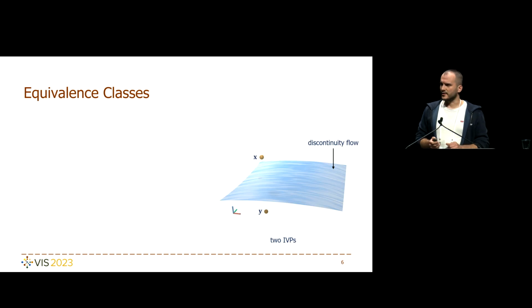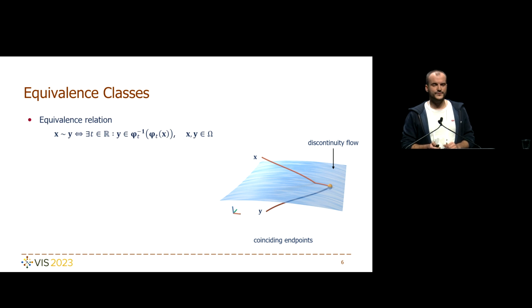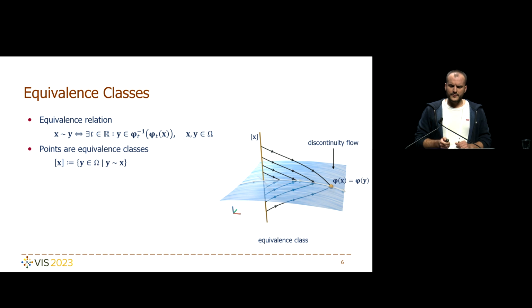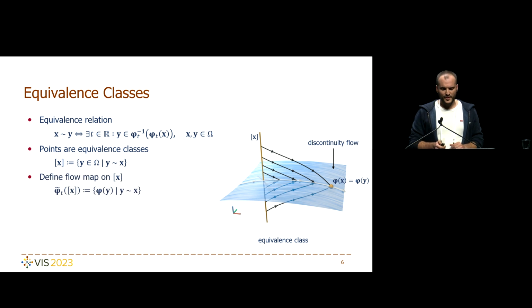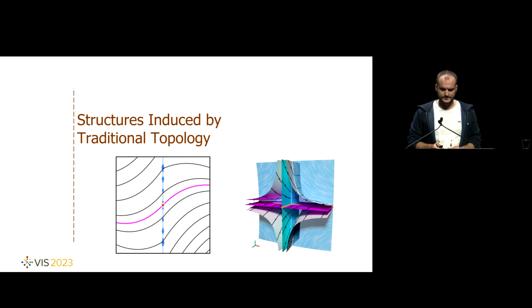Let us now establish the basis for our approach. Here, we look at two initial value problems and an attracting sliding flow. After some time t, the two trajectories intersect on a coinciding endpoint on the discontinuity. Since reversal of the trajectories is now impossible, we propose to associate the starting points through an equivalence relation. With this, we can view equivalence classes as points in the quotient space derived by the equivalence relation. Furthermore, we can define equivalence flow maps on these equivalence classes. By design, these flow maps on equivalence classes fulfill the group properties, which implies time reversibility. As a consequence, streamlines now generalize to stream sets.